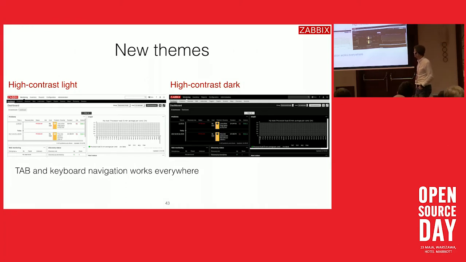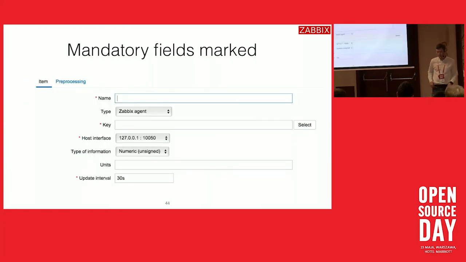But also we created new themes. High contrast light and high contrast dark. It's also for those people who cannot see well, or people who have some color blindness, to make Zabbix easier to use. Okay. We also marked mandatory fields now. So if the field is mandatory, you have this asterisk here, this asterisk.